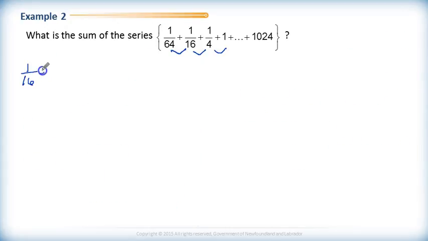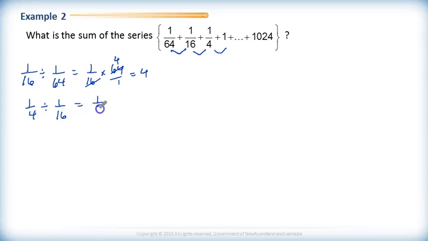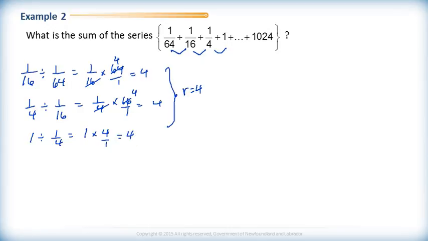For this next one, working on the common ratio, 1/16 divided by 1/64. That's equal to 1/16 times 64 over 1. Dividing the 16 into the 64 goes 4 times, so I've got a ratio of 4 there. For the next pair, 1/4 divided by 1/16 becomes 1/4 times 16 over 1. 4 goes in 16 4 times, so I have a ratio of 4 again. And the last available pair that I have is 1 divided by 1/4, so it's 1 times 4 over 1, which is 4. So we know our r value is 4.